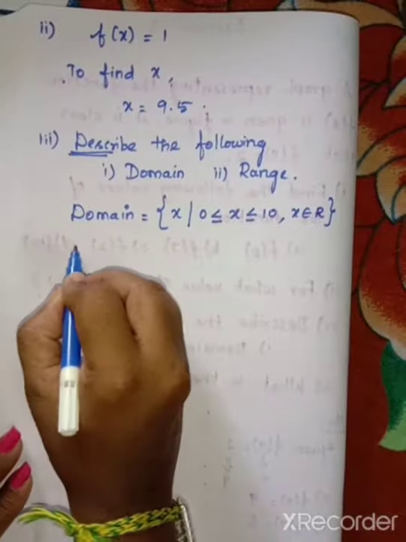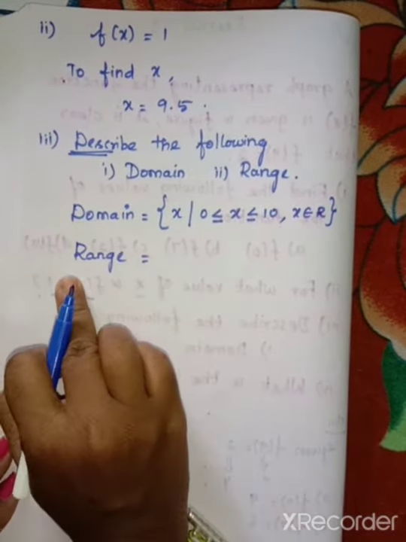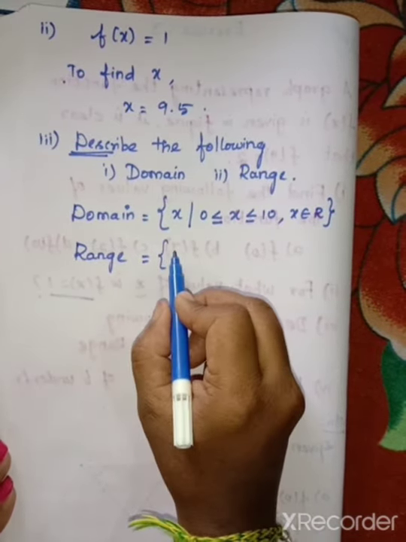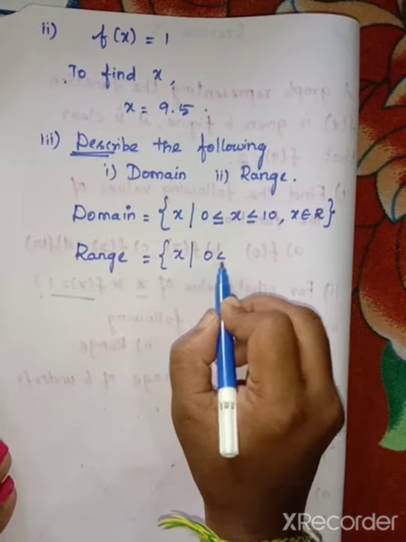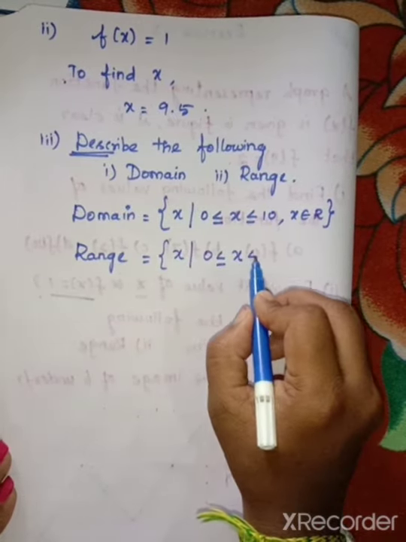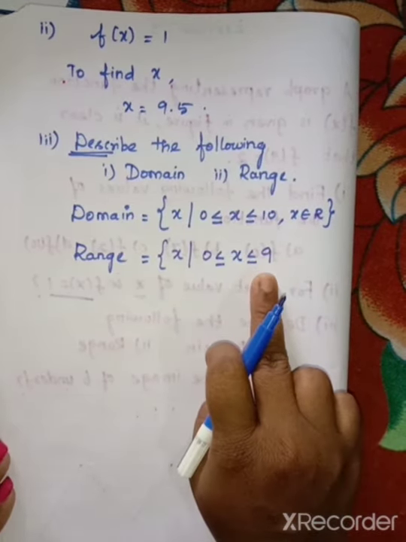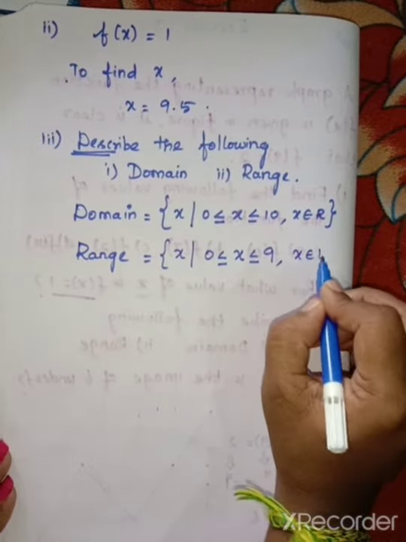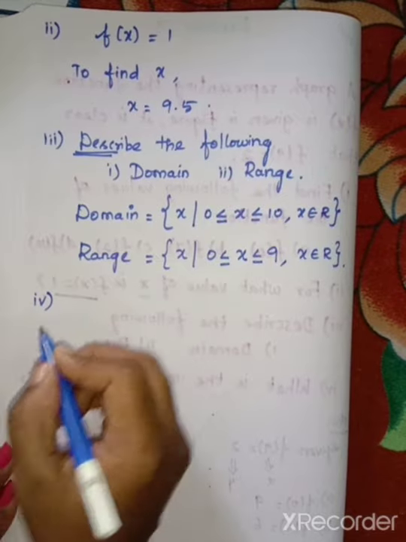Then we want to write the range. Already I said the function is f of x, so here also we mention x alone. So x such that 0 less than or equal to x less than or equal to 9, because the range value is pointed up to 9. So x belongs to R.